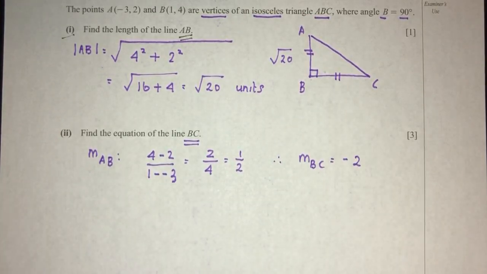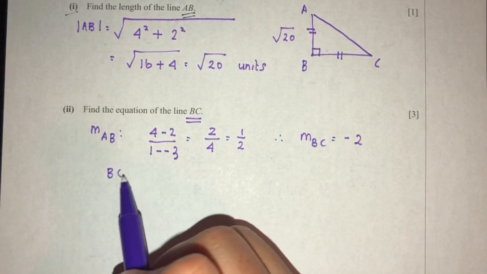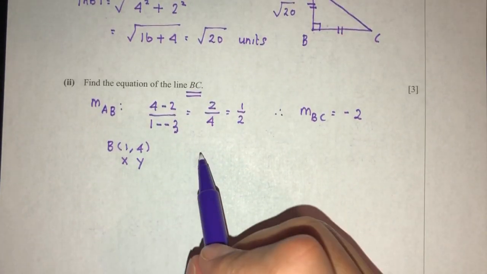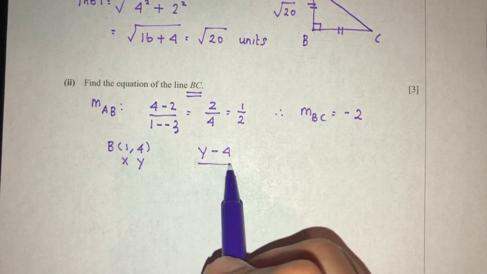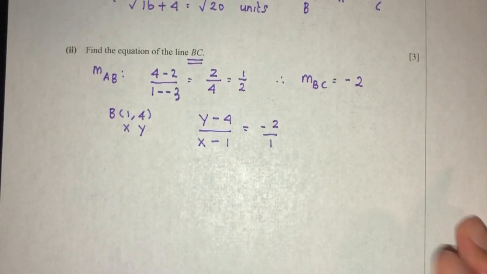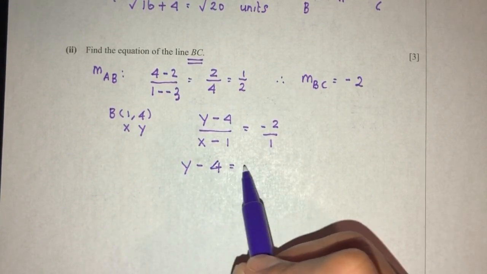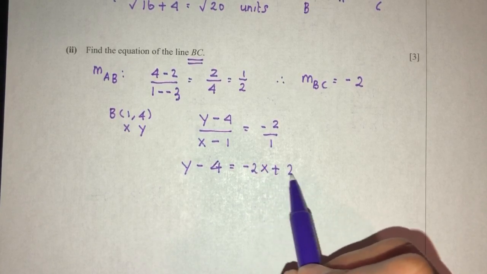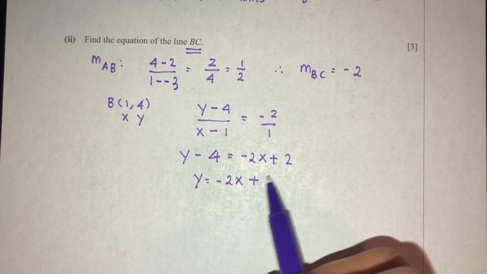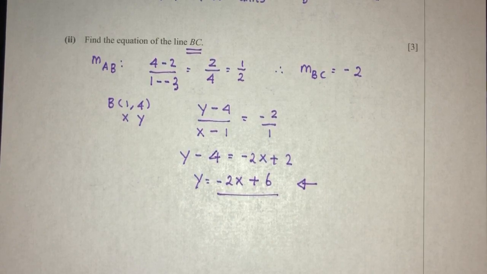because it is perpendicular, right? So now we have a passing point B, which is the point 1, 4. So we can use that to find the equation of BC. That will be y minus 4 over x minus 1 has to be minus 2. So cross multiply, you will have y minus 4 is equal to minus 2x plus 2. So you have y equal to minus 2x plus 6 as your equation for BC. That is part 2.